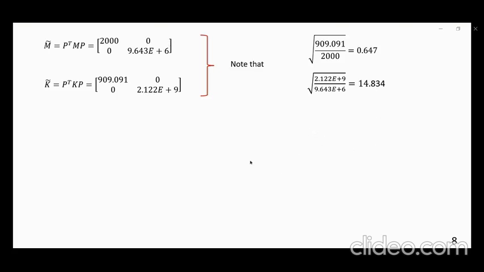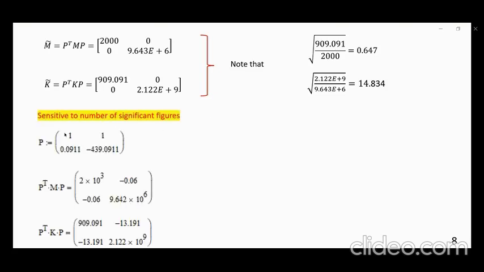That doesn't surprise you, because this business of decoupling the equation essentially reduces the system into two independent single degree of freedom systems. And if you go to, for example, the first single degree of freedom system, the mass is 2000 and the stiffness is 909. So if you take 909 divided by 2000, take the square root, another square root of k over m, you get the frequency that we got.